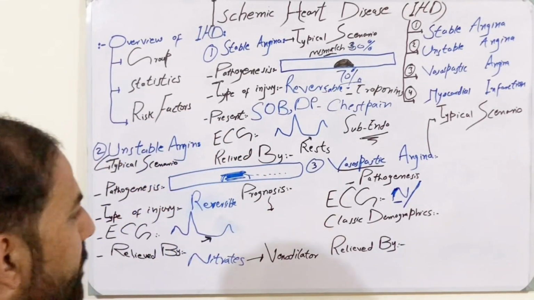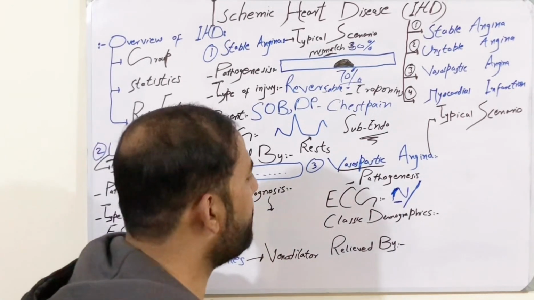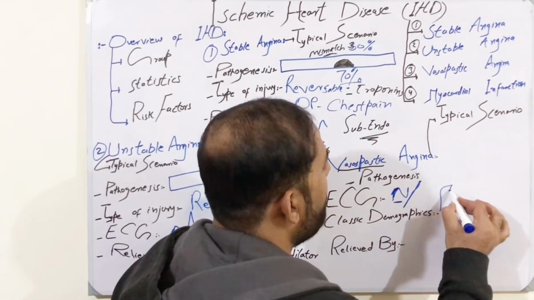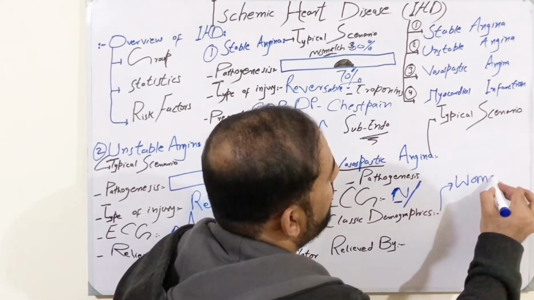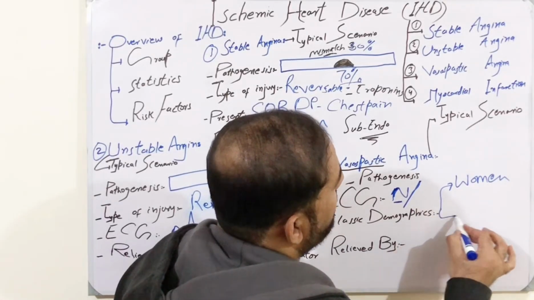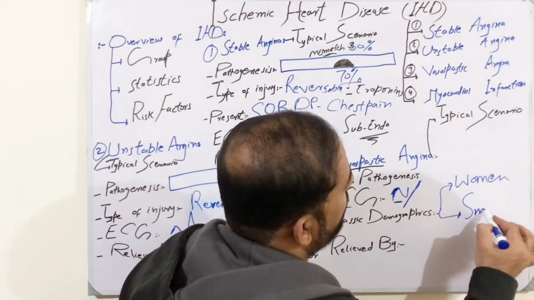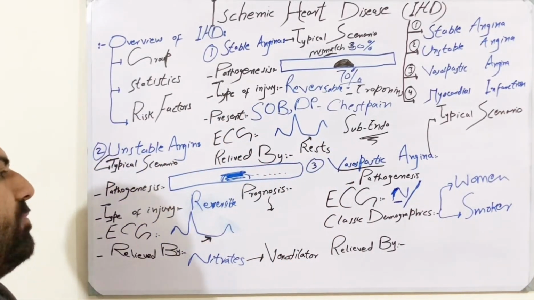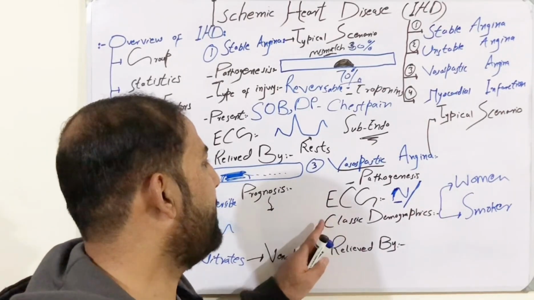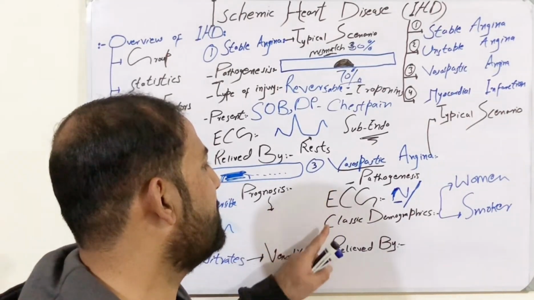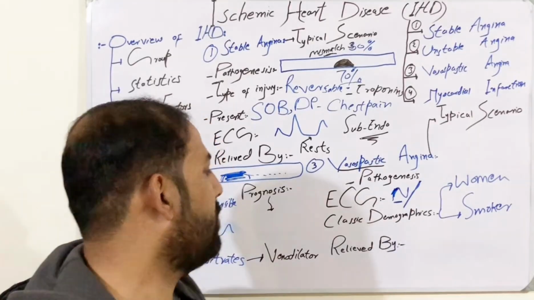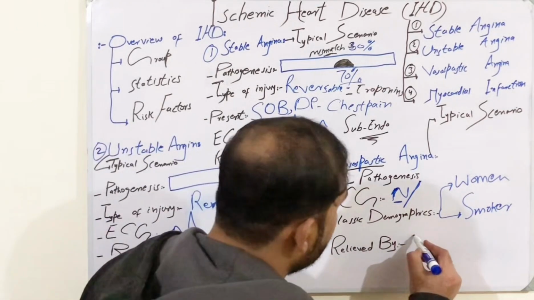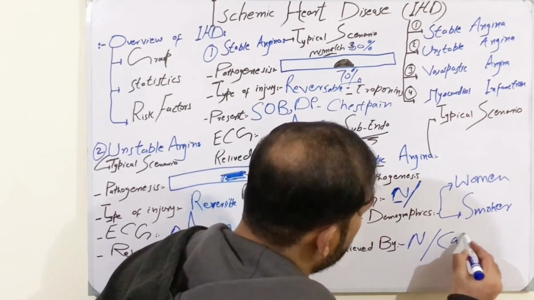Now, what are the classic demographics for vasospastic angina? The classic demographics are women who are smokers. This is a classic high yield point for USMLE Step 1 and Step 2: the patient with vasospastic angina will be a woman and a smoker. Remember, this pain is relieved by nitrates and calcium channel blockers.